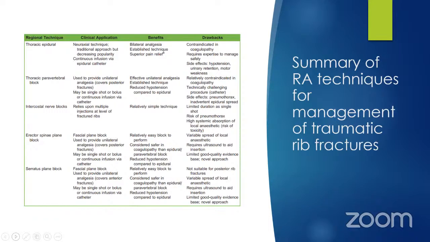Thoracic epidural is a neuraxial technique. It is a traditional approach, but with recent techniques its popularity is decreasing. In this, we can give continuous infusion via the epidural catheter. What are the benefits? It provides bilateral analgesia. It is an established technique, and it has superior pain relief over the other techniques. But it also has some drawbacks: it is contraindicated in coagulopathy and requires expertise to manage safely. It has side effects like hypotension, urinary retention, and motor weakness.